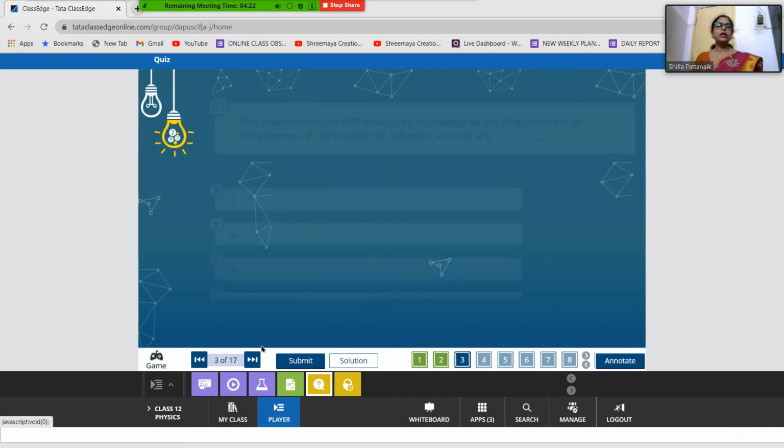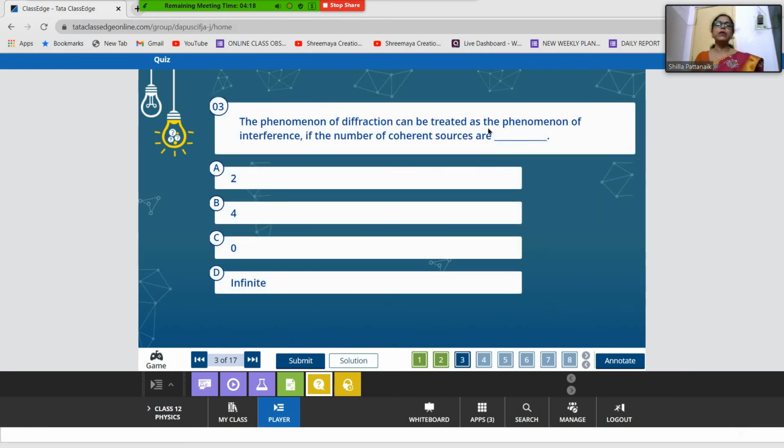Okay. Next question. The phenomenon of diffraction can be treated as a phenomenon of interference if the number of coherent sources are... On the primary wavefront, the unblocked part of the primary wavefront, there are a large number of point sources, isn't it? And all the point sources act as the source of secondary wavelets. So what will be the answer? Infinite. Yes. Option D is correct. Okay.